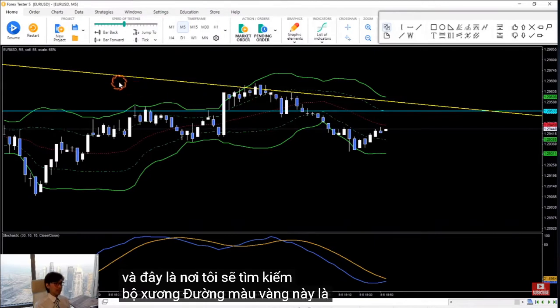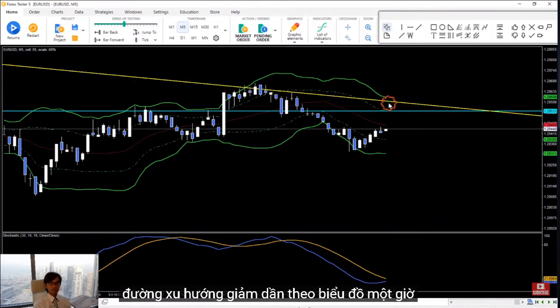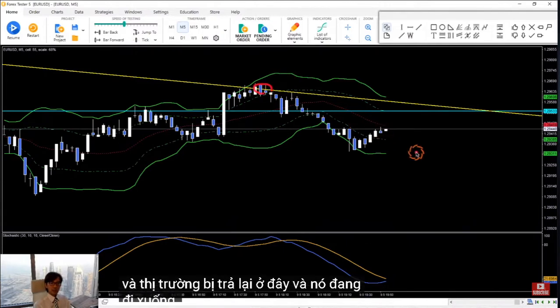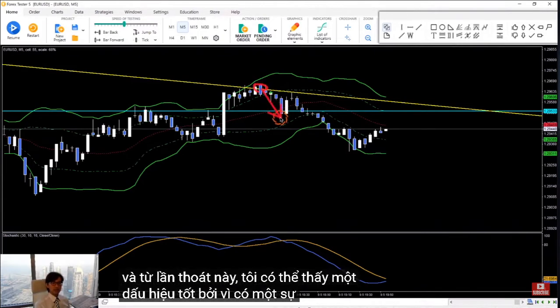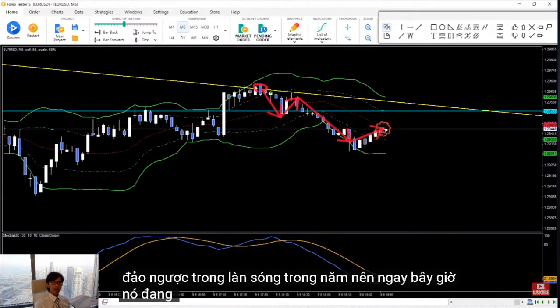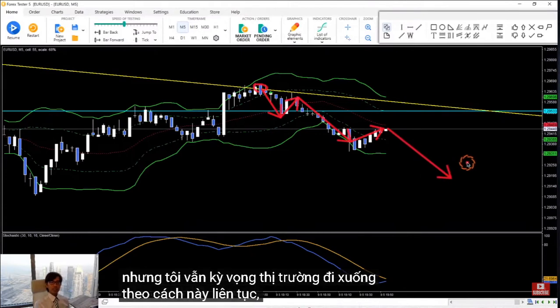This yellow line is the descending trend line from the 1-hour chart. And the market bounced here, and it is going down this way now. From this bounce, I can see a good sign because there is a reverse N wave in the 5-minute. So right now it's been retracing backwards, but I still expect the market to go down this way continuously.